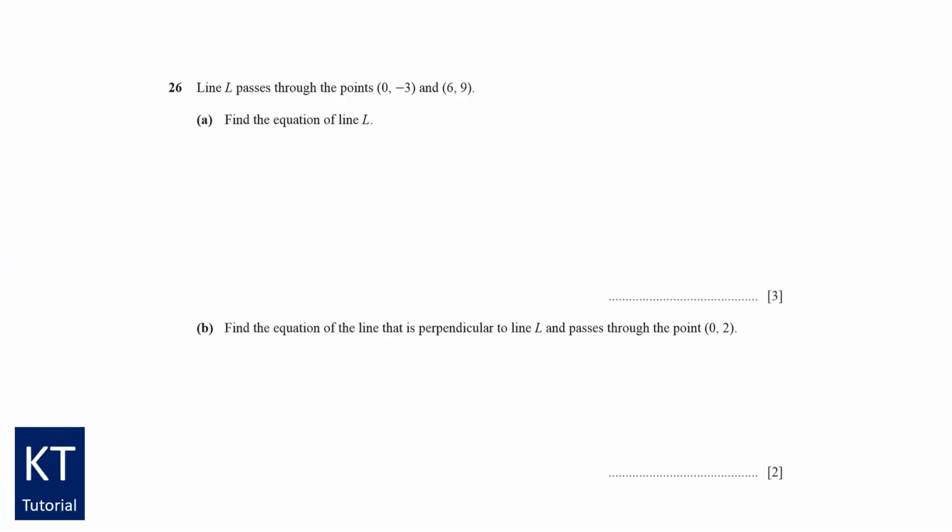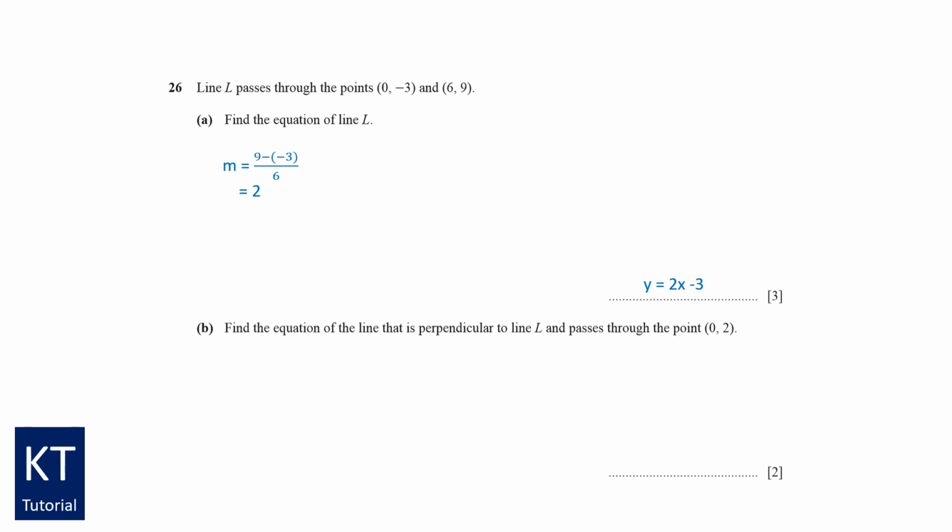Question 26. Line L passes through the points 0, minus 3 and 6, 9. Find the equation of line L. We start by identifying the gradient from the two given coordinates. Next, c is really minus 3 from the coordinates 0, minus 3. Therefore, y equals mx plus c is equivalent to y equals 2x minus 3.